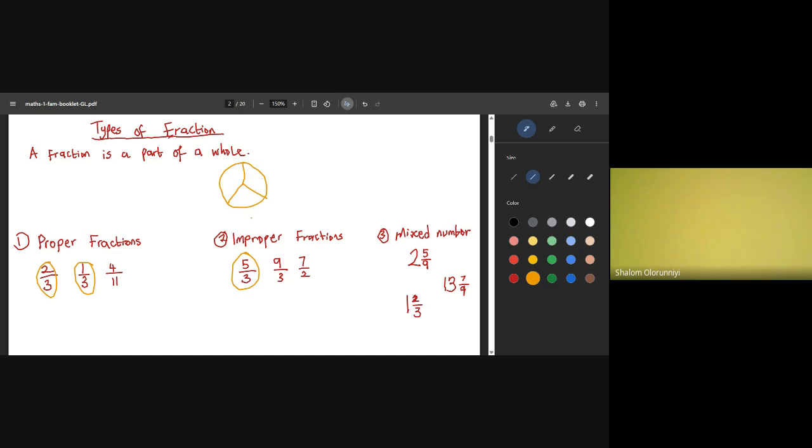Okay, so that's how we get to identify a proper fraction and an improper fraction. When the numerator is less, it's a proper fraction. When the numerator is more, it's an improper fraction. And then for a mixed number, you have a whole number plus a proper fraction. I'm going to say PF for proper fraction. Whole number plus proper fraction. That's what makes a mixed number.